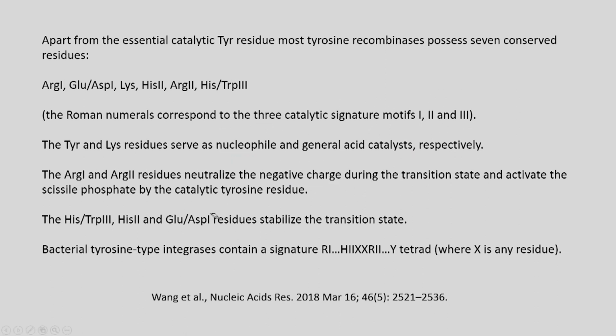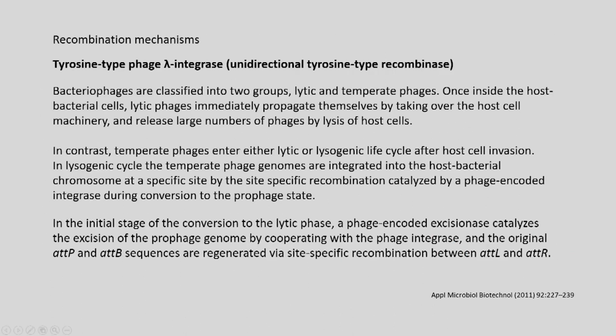The HIS, TRP3 and HIS2 and GLU-ASP1 residues stabilize the transition state. Bacterial tyrosine type integrases contain a signature R1 H2 XS R2 Y tetrad, where X can be any residue. Now, what is the mechanism by which this recombination happens?